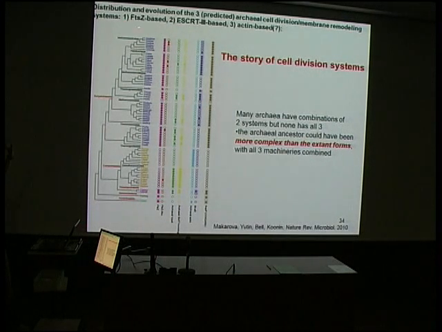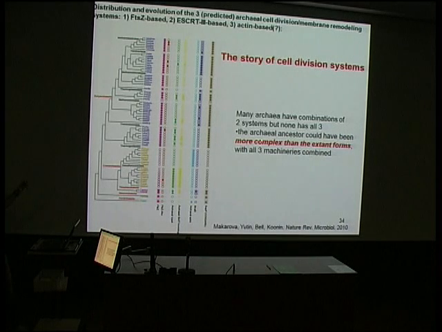One is based on the tubulin-like protein FtsZ, which is sort of bacterial-like. The other two are very much eukaryotic-like. And this is based on the so-called ESCRT-III complex and on the actins that I already mentioned to you on the previous slide. Many archaea have combinations of two of these systems, but none has all three.